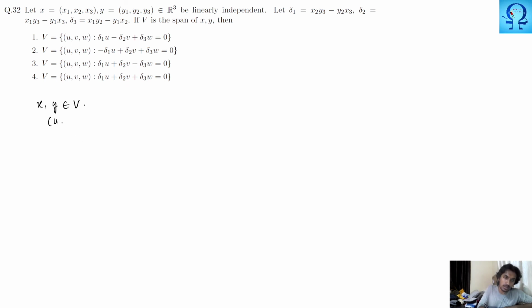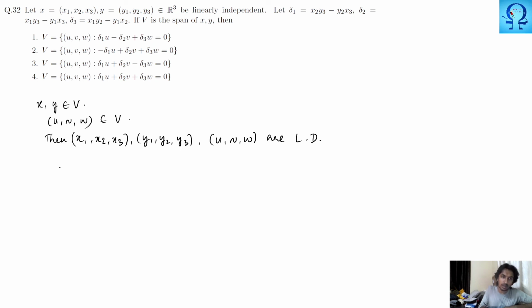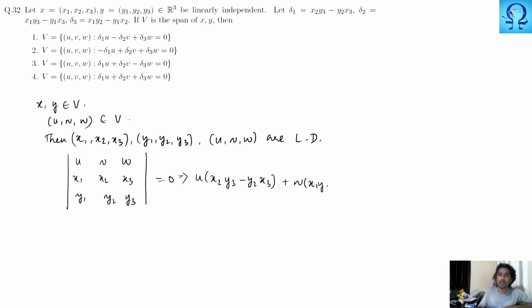So let me choose an entry (u, v, w) in V. Then what happens? This x, that is x1, x2, x3, and y1, y2, y3 and this (u, v, w) are linearly dependent. If they are linearly dependent, then the determinant of these, with rows u v w, x1 x2 x3, y1 y2 y3, is 0. So this is simply u multiplied with (x2 y3 minus y2 x3), minus v multiplied with (x1 y3 minus y1 x3), plus w multiplied with (x1 y2 minus y1 x2), which is 0.